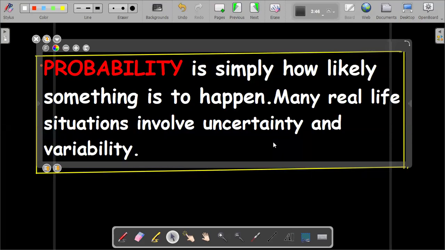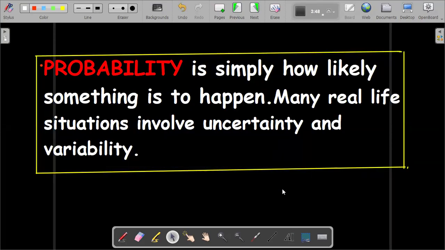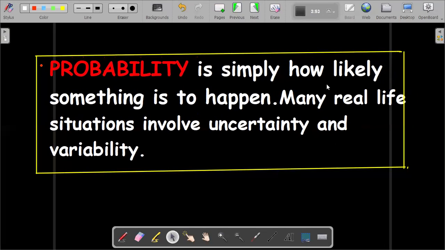So by definition, we can simply say probability is simply how likely an event is to occur or to happen. So simply how likely something is to happen is what we call the probability. In many of the life situations, we are faced with uncertainty and variability. So what does this mean? Whatever you do, there is a concept of probability there.